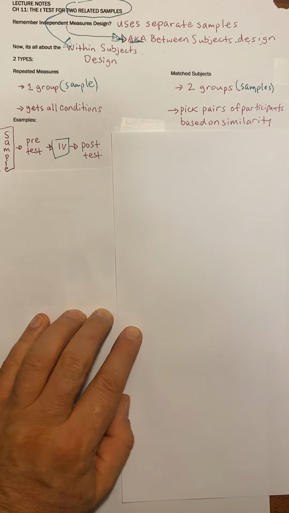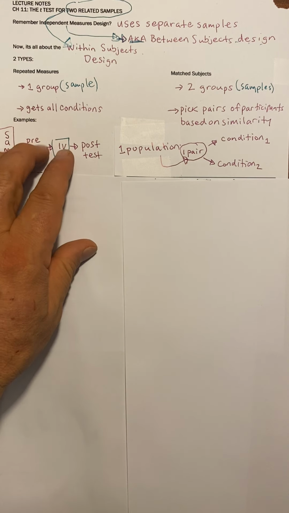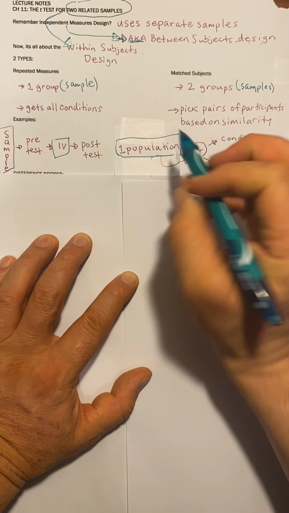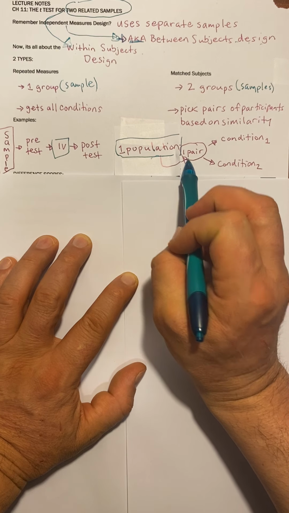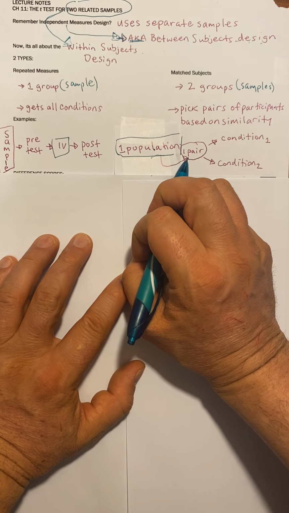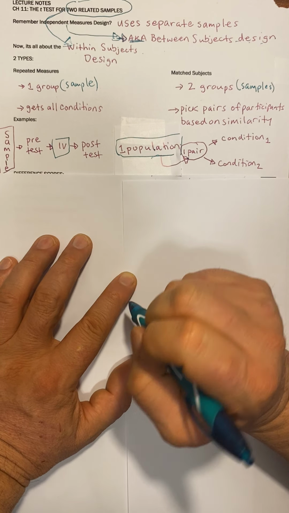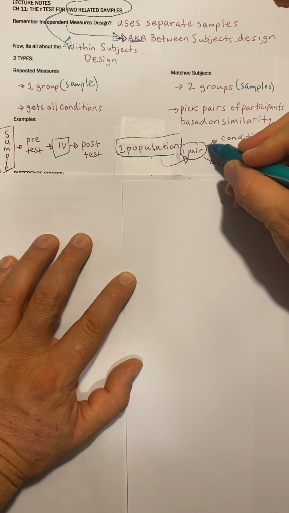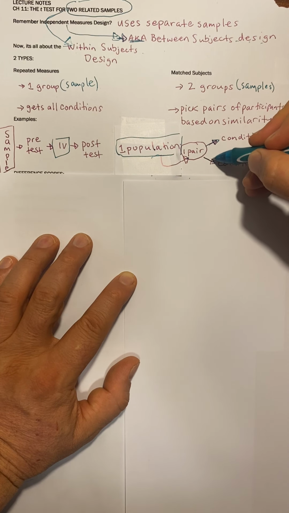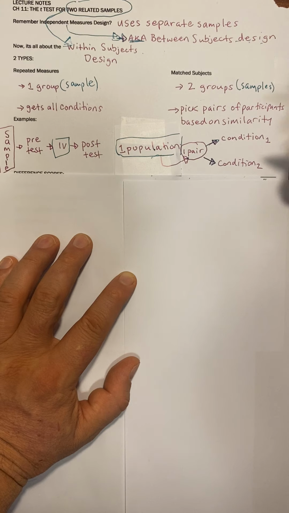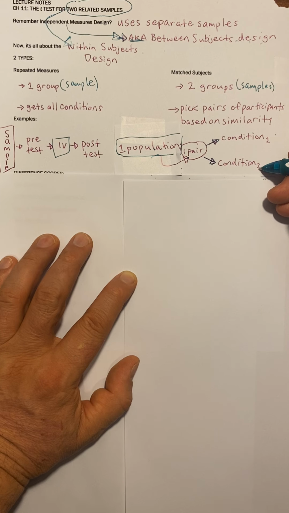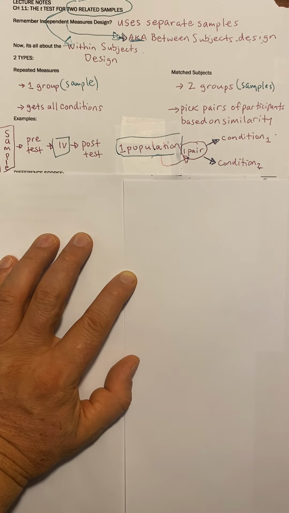So what does an example of this look like? You've gone to your one population and pulled out one pair of participants. Remember, they were pulled out together because they were similar in some way. From there, you take one of the participants in the pair and place that participant in this condition. Then you take the other participant in the pair and place them in the other condition. You keep doing this until you've put 30 people here and 30 people there. That's how the matched subject design works.